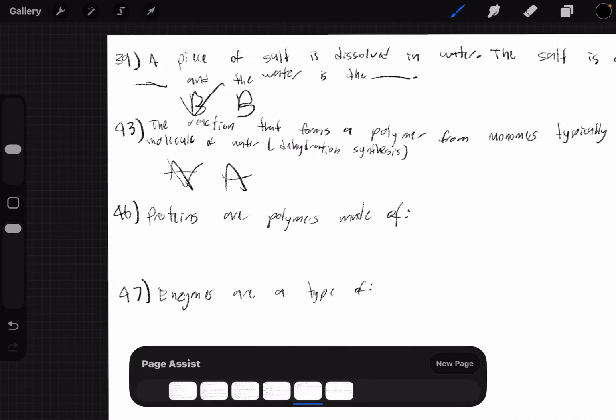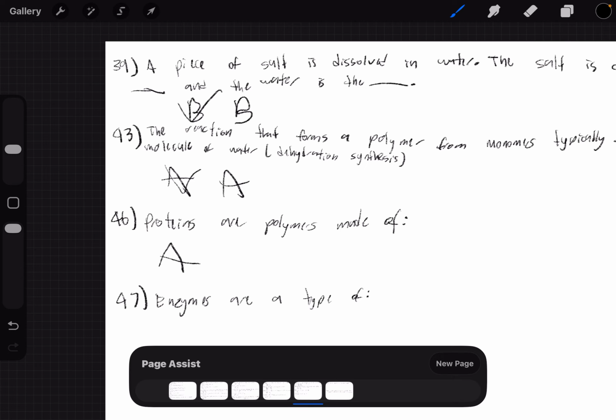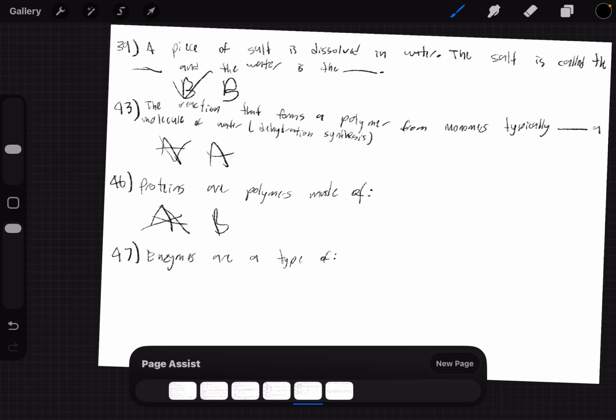46 states proteins are polymers made of. So for this, I wrote A, which is nucleotides, but it's actually wrong, and it's B, which is amino acids. 47 says enzymes are a type of. So for this, I wrote B, which is carbohydrates, but it was clearly wrong, and the real answer was C, which is protein.